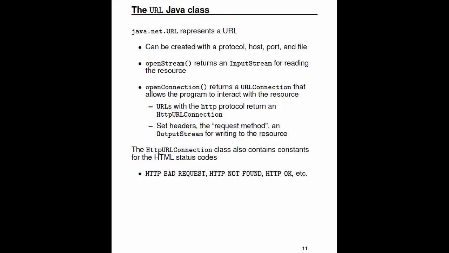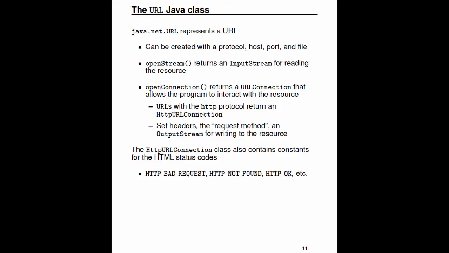And this HttpURLConnection object allows you to do things like set the headers for the request and which request method you're using. Is it a put? Is it a get? Etc. And you can also get an output stream that you can use to write to the resource.